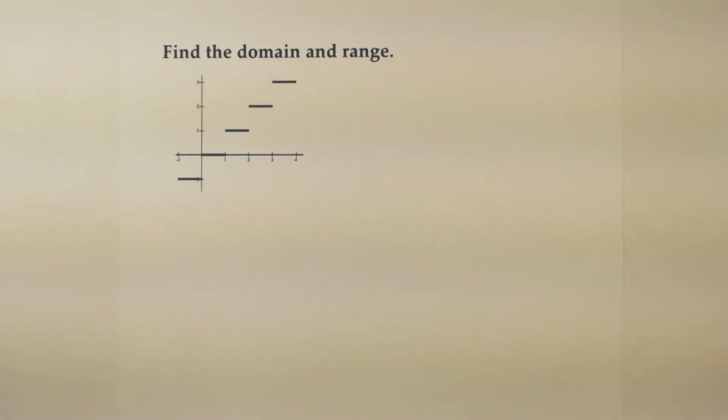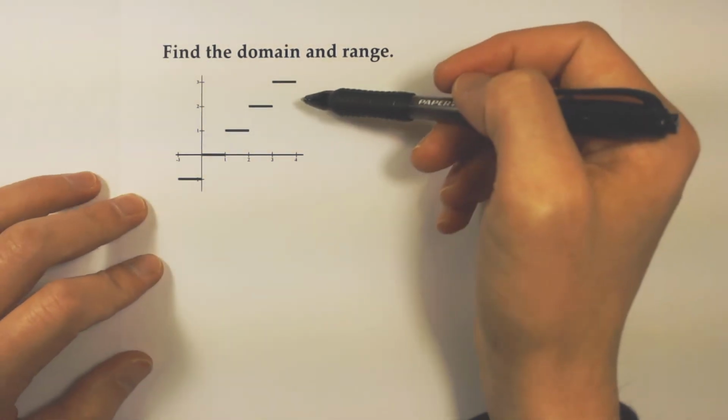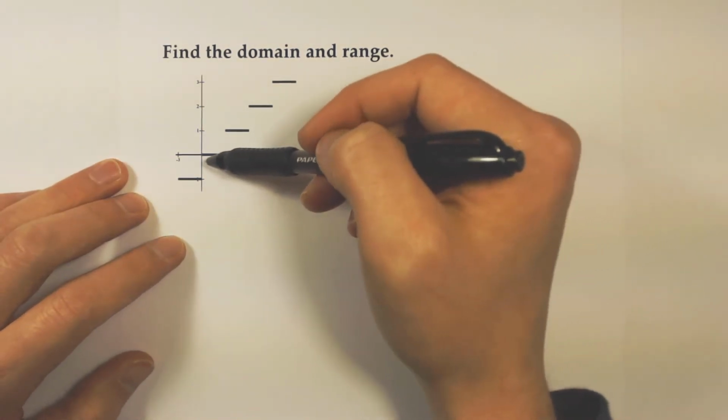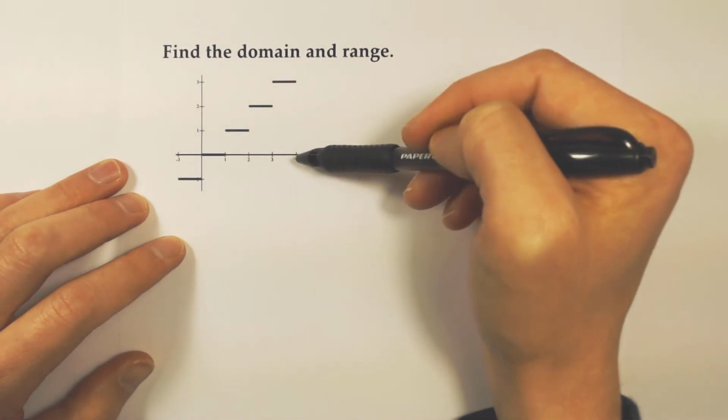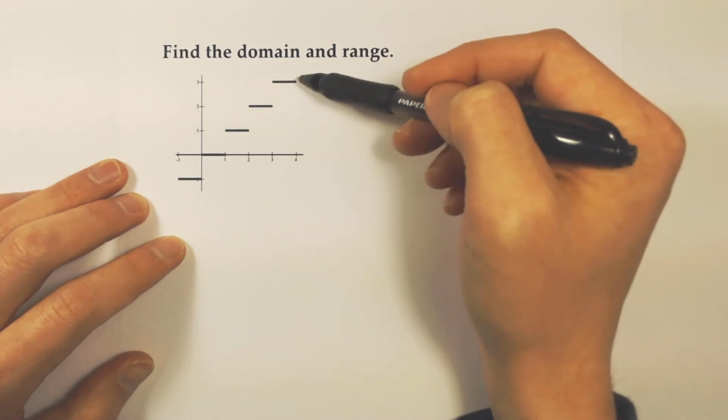Here we have a function and we're asked to find the domain and range for this function. So remember, the domain is all of the x values that the function takes on. The range is all of the y values. So what I like to do typically is take the graph and ask myself what parts of the x-axis are covered by the graph, because these are the x values that the points take on.